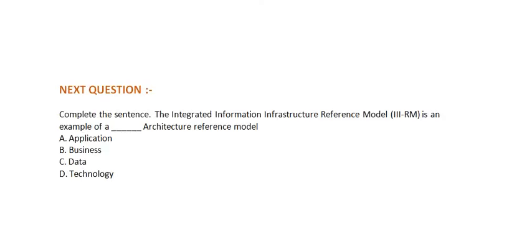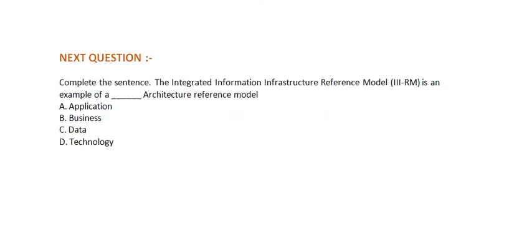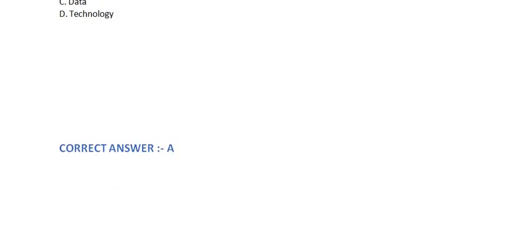Next question is, complete the sentence. The integrated information infrastructure reference model is an example of a blank architecture reference model. Option A, application. Option B, business. Option C, data. And option D, technology. And the correct answer is option A.